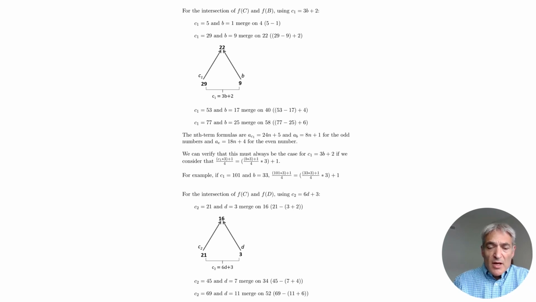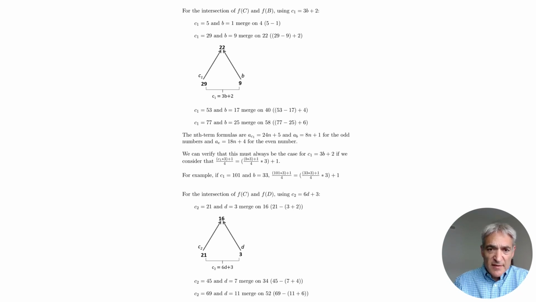From this, we can easily and directly derive the nth term formulas, which are the nth term of C subscript 1 equals 24n plus 5. The nth term of B equals 8n plus 1. And the nth term of the even number of convergence is 18n plus 4. And we can immediately verify that this must always be the case for C subscript 1 equals 3b plus 2.